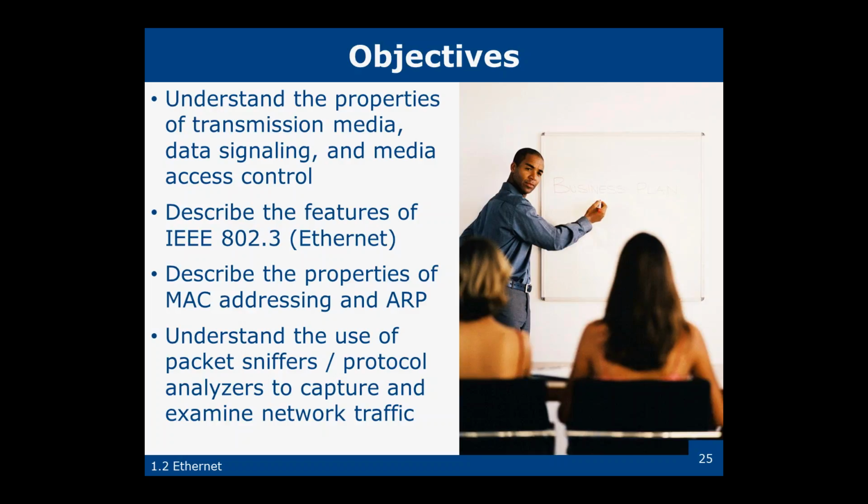So this one maybe I've already covered. Hopefully some of what we're going to do here: understand the properties of transmission media, data signaling, and media access control. That's CSMA/CD or token passing, and that's basically what we have. The features of 802.3 Ethernet, and I used to love to ask what makes an Ethernet: it's CSMA/CD and it's a bus topology. Those are the primary characteristics of an Ethernet.